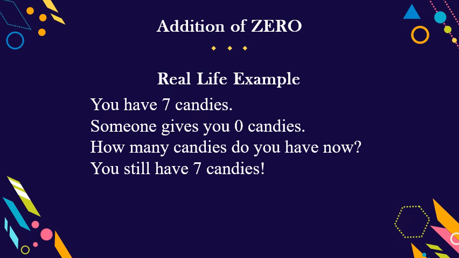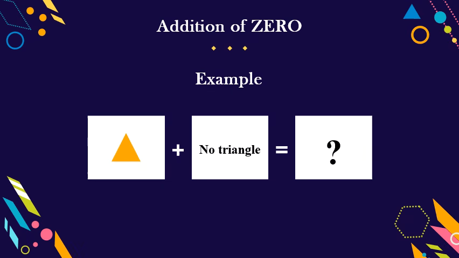Real life example: you have 7 candies, someone gives you 0 candies. How many candies do you have now? You still have 7 candies.